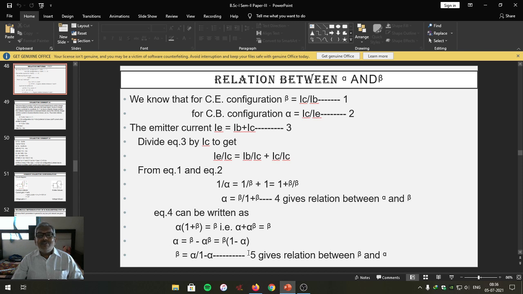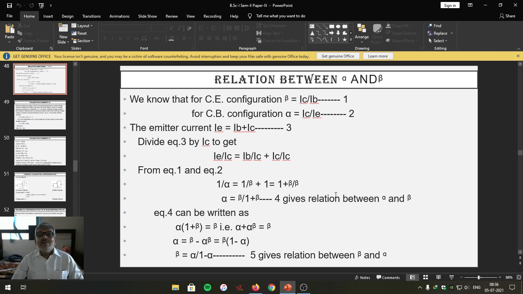Let me call this equation number 5. This equation number 5 gives the relation between beta and alpha, but beta in terms of alpha. So equation 4 gives alpha in terms of beta, equation 5 gives beta in terms of alpha. Both are called the equations that represent the relation between alpha and beta.